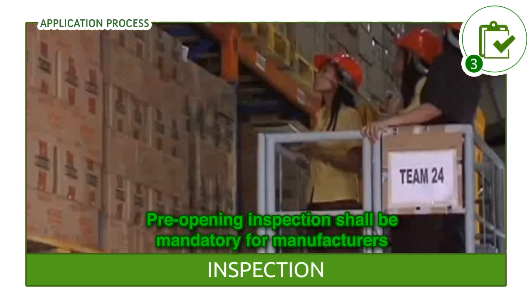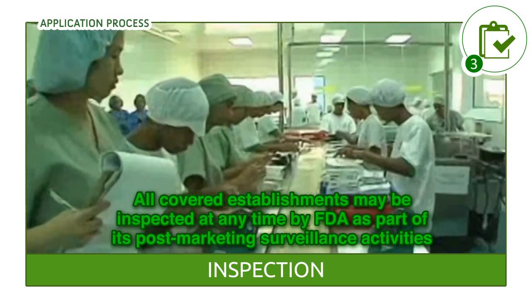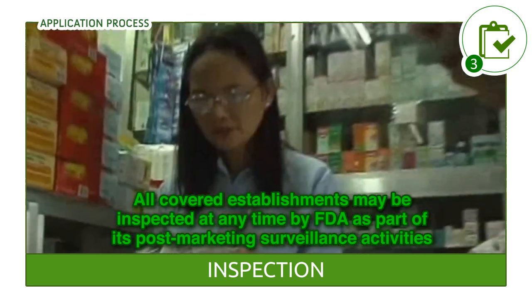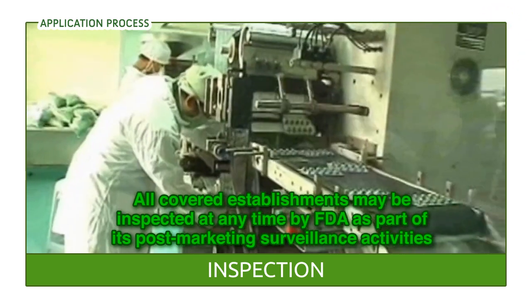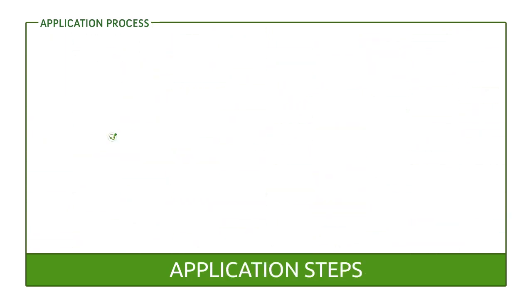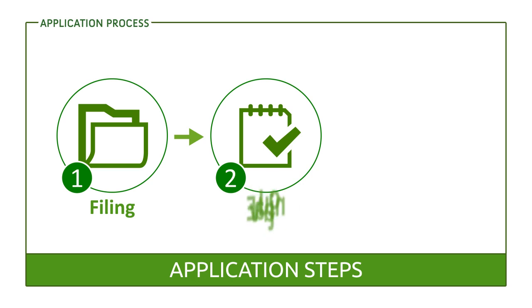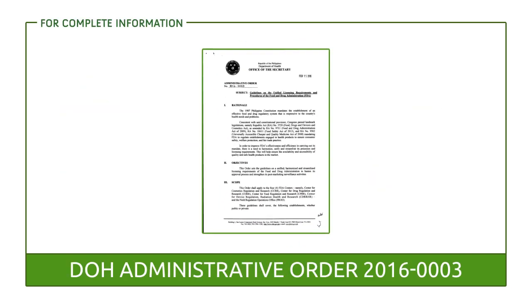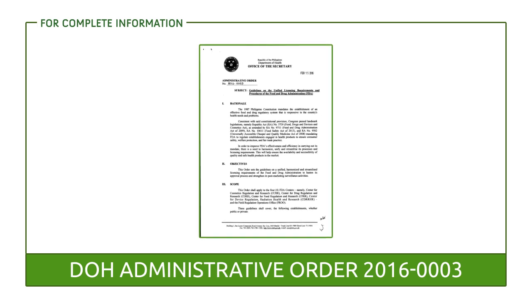Step 3. Inspection. Pre-opening inspection shall be mandatory for manufacturers. All covered establishments may be inspected at any time by FDA as part of its post-marketing surveillance activities. Again, the application steps: Step 1. Filing. Step 2. Evaluation. Step 3. Inspection. For complete information, read the DOH Administrative Order 2016-3.